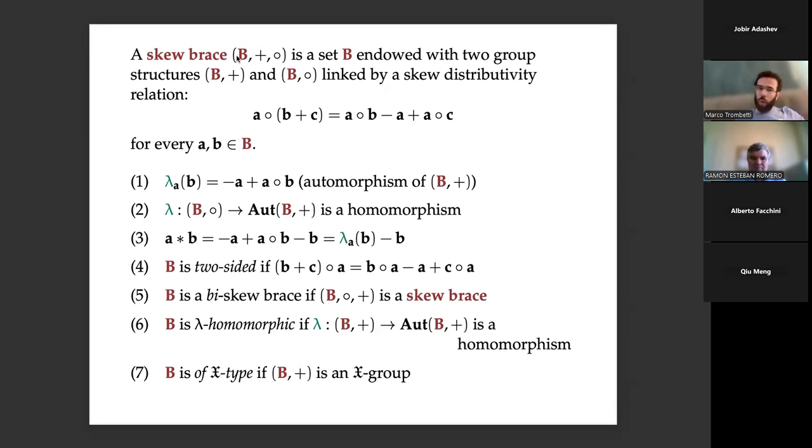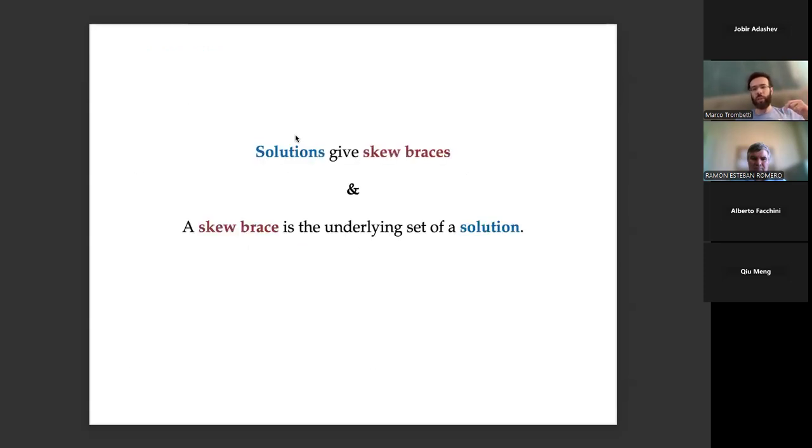And now why skew braces? What is the relation between skew braces and solutions to the Yang-Baxter equation? Well, I will not get into the details, but you just need to understand that solutions give skew braces, and that a skew brace is the underlying set of a solution. You can just guess from the way I wrote these things that the correspondence is not bijective here. But still, there is a relation.